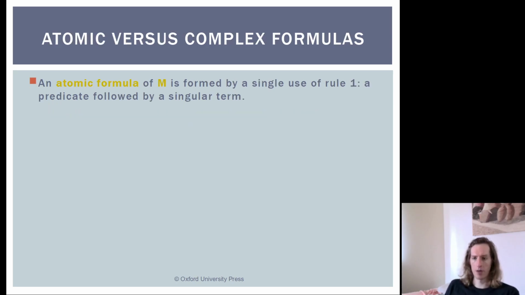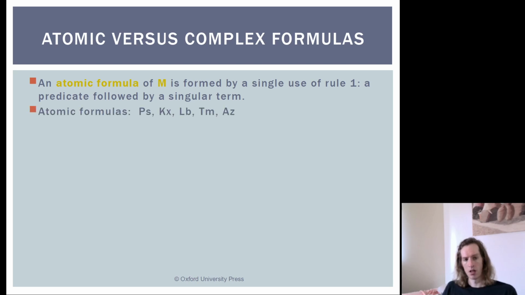Right, so an atomic formula of M is formed by a single use of rule 1, a predicate followed by a singular term. This might be a little bit weird because the smallest unit here is going to have two parts in it, as opposed to just one that we had in propositional logic. A single capital letter was the atomic formula. But here in atomic formulas, the smallest unit that we're going to have is one predicate with either a constant or a variable.